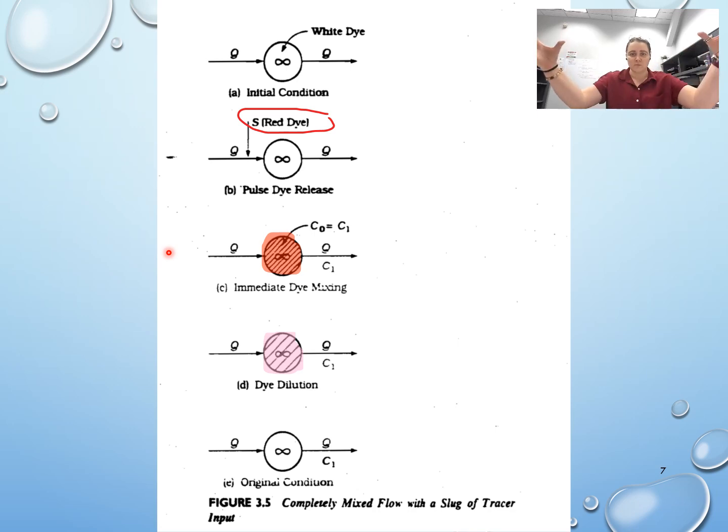It immediately disperses and it's uniform throughout the system. Now that amount of red dye is very small, so over time as it gets dispersed and flow keeps going through the system, we're going to end up with this pink scenario, right? We're going to have dye dilution basically. So that red plug gets dispersed within the white, and the white is still moving through as normal. So over time we eventually get back to the original condition. So that's completely mixed flow.